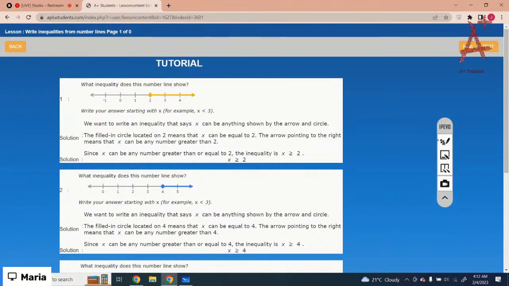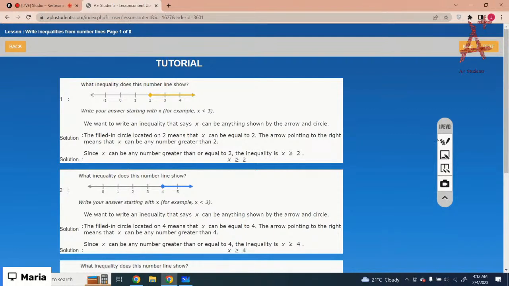Got it? So since x can be any number greater than or equal to 2, the inequality is x is greater than or equal to 2. Got it? So basically you have to look for the two things, the arrow and the circle. If the circle is filled, that means the point is also included in the graph. And if the graph is pointing on the right hand side, that means all the values are greater values. Got it?